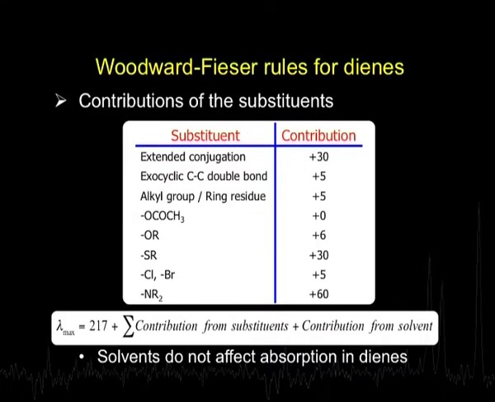So, primarily for dienes there are only two things: one is the base value and the second is the contribution from the substituents. Okay. Now, let us go further and understand, because in this table we saw something called alkyl substituents, something called ring residues, conjugation we understand, and then exocyclic double bond. Let us learn these terms.